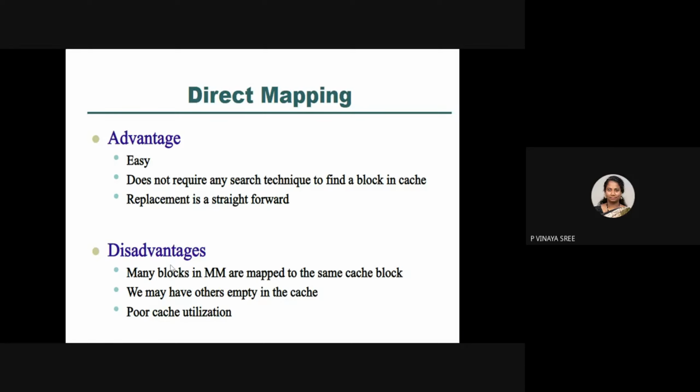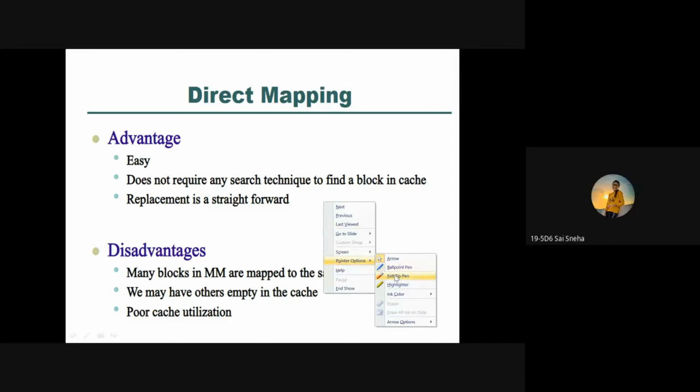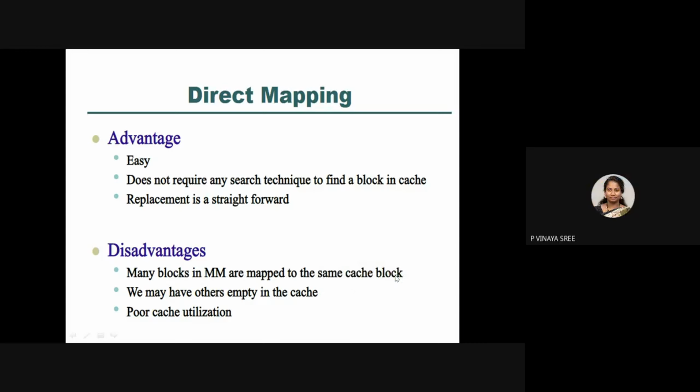Miss rate increases. Can anyone tell me when the cache miss rate increases? In which scenario? Because only a particular line can hold only particular respective blocks. Because of that, the cache miss rate increases. In a single line, according to our example, we mapped only 2 blocks.